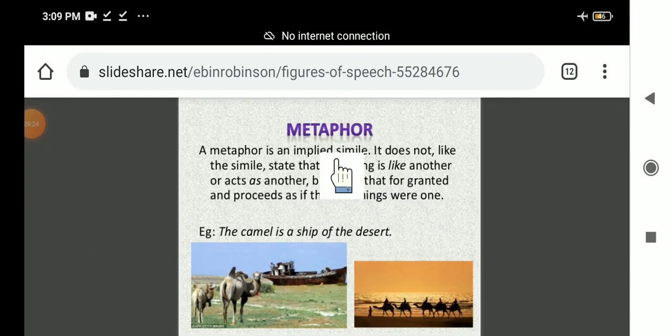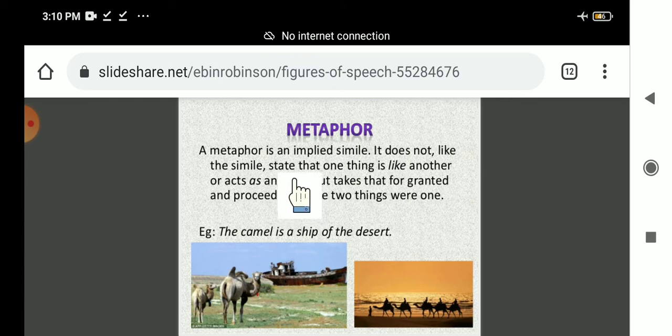Now let's begin with the metaphor. So student, what is a metaphor? Recall your previous class, what you have learned there. A metaphor is an implied simile. It does not, like the simile, state that one thing is like another or acts as another, but takes that for granted and proceeds as if the two things were one. So what is a metaphor? A metaphor doesn't use comparison words like a simile. A metaphor gives the meaning of one character or thing to something else. So it is called metaphor.